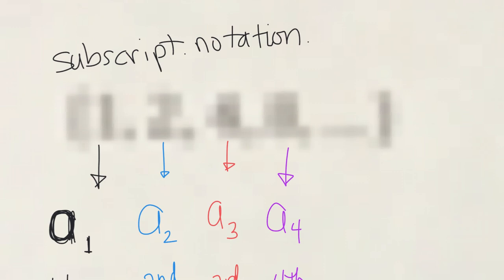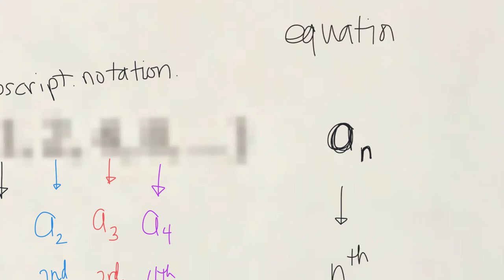Somewhere out here, we're going to have the random term. We call the random term the A sub nth term, A sub n, representing some random term somewhere out there in the sequence. Maybe it's the 45th term. Maybe it's the 32nd term. Maybe it's the 999th term. So this is what we're calling the nth term, also known as your equation. We're going to write an equation to generate any of these terms. We're writing an A sub n or an nth term equation.